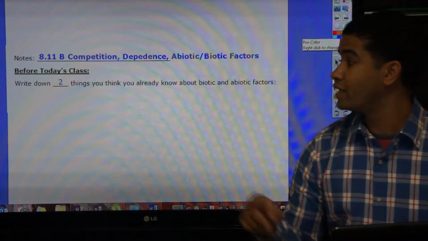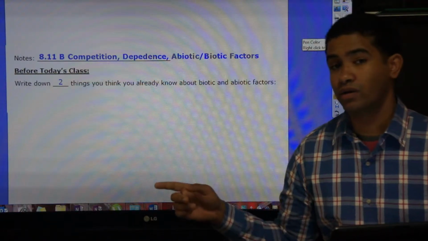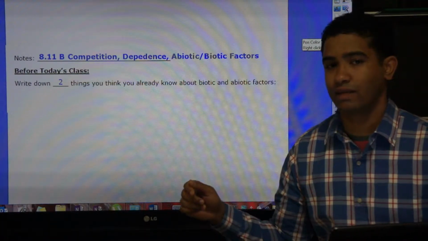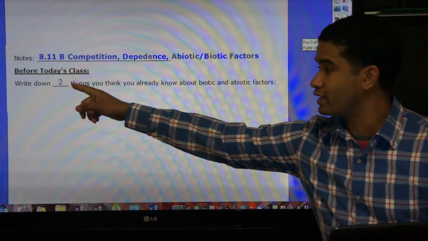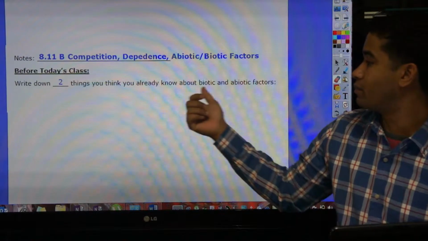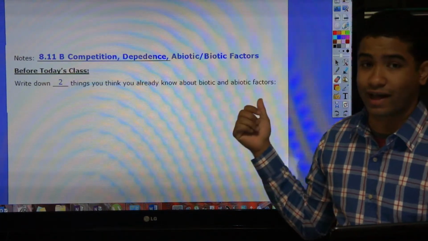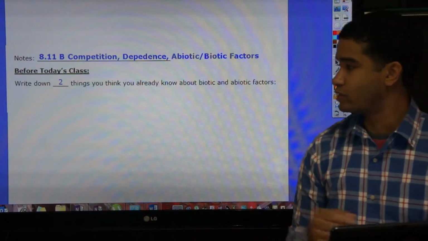Alright, so you should have gotten your notes in OneNote, copied it from the content library into your notebook, and write down two things you think you already know about biotic and abiotic factors. So write in the space provided.